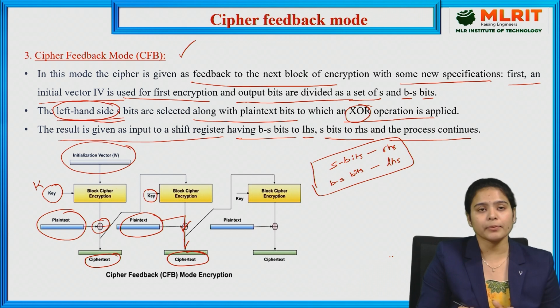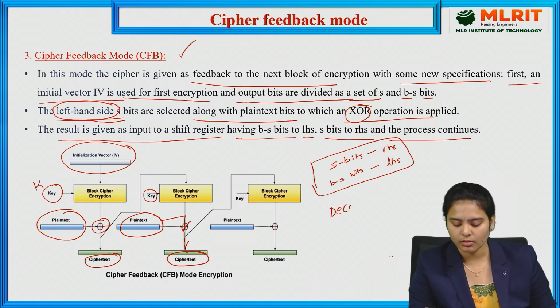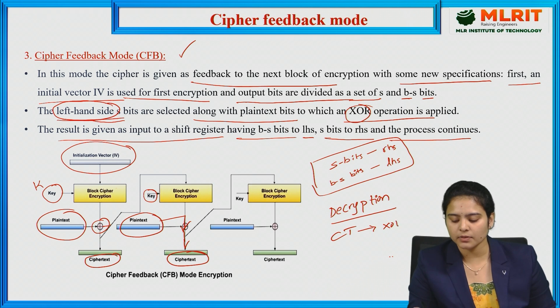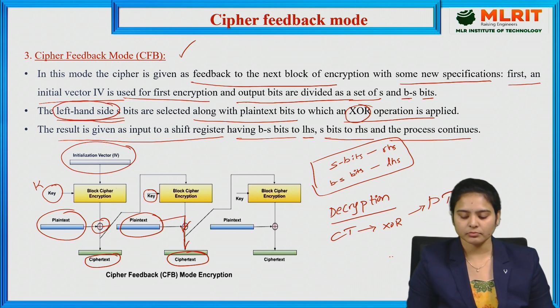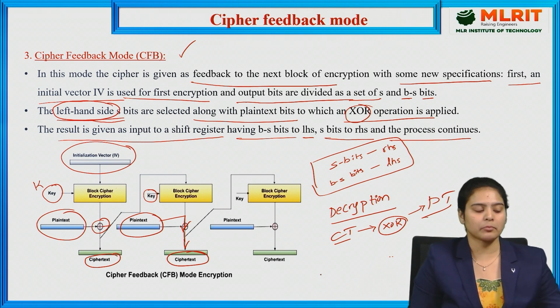The same process applies to decryption also. In the decryption process, the ciphertext is combined with the XOR operation, and this XOR operation gives us the original plaintext. So by using the XOR operation again, we get the plaintext process. That is the cipher feedback mode.